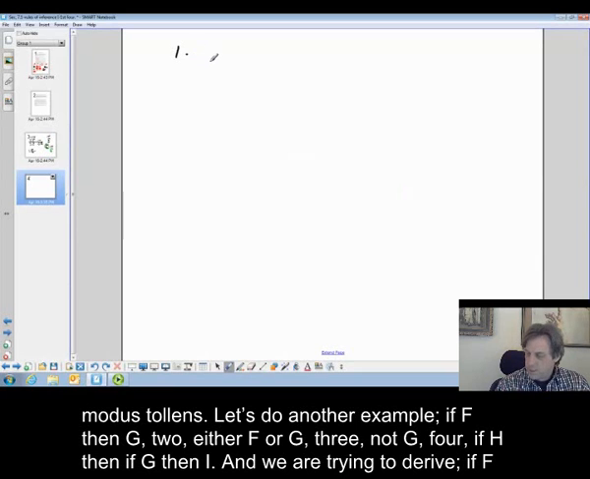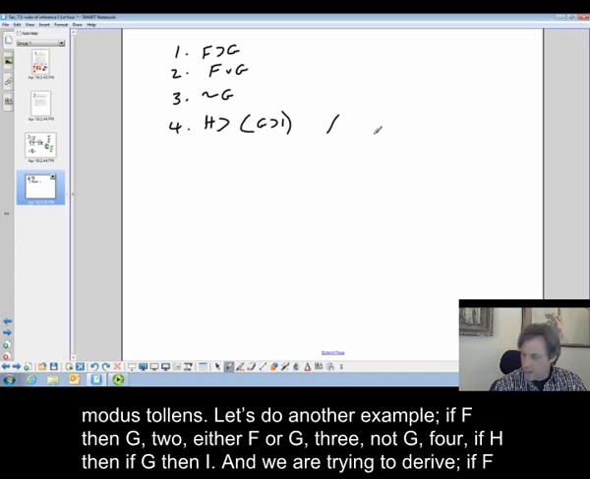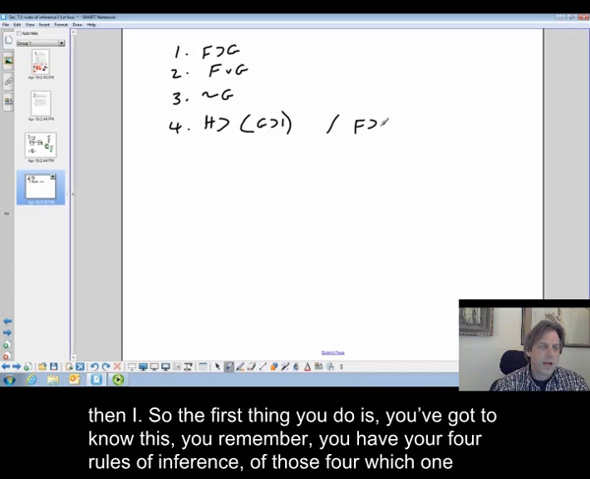Okay, 1: if F then G. 2: either F or H. 3: not G. 4: if H then if G then I. And we are trying to derive if F then I.